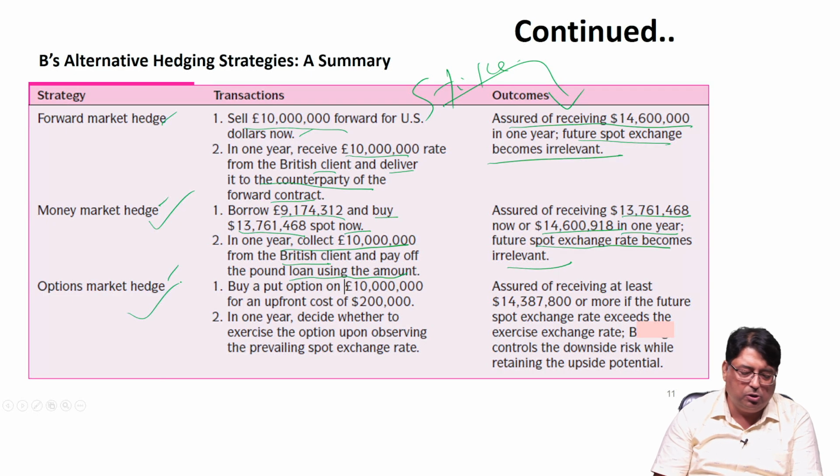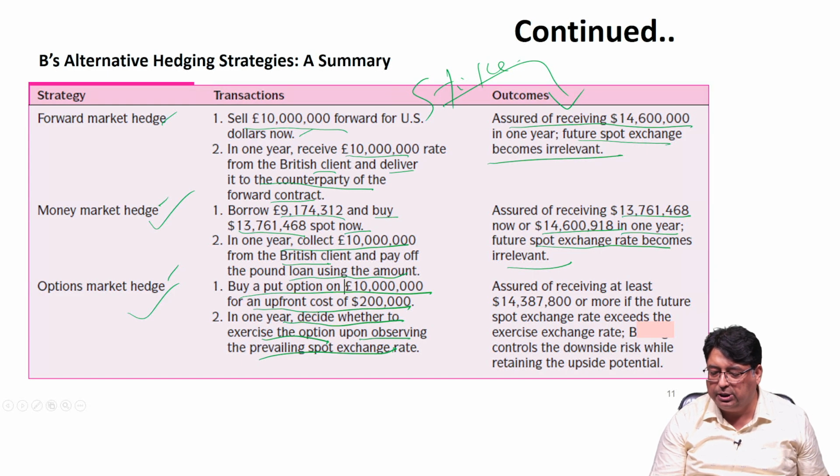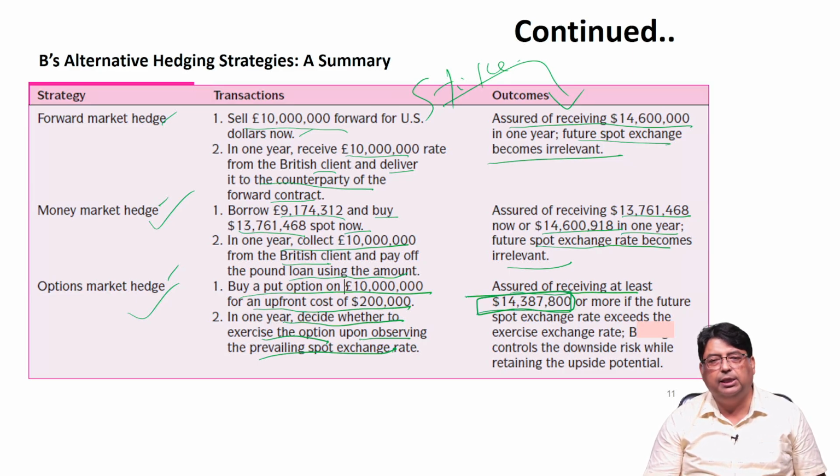In case of options market hedge, buy a put option on this much amount of receivable, that is 1 crore pounds, for an upfront cost of 2 lakh dollars. In 1 year, decide whether to exercise the option upon observing the prevailing spot exchange rate. The outcome is the firm is assured of receiving at least this much amount. Whatsoever the spot exchange rate prevailing, the firm will receive this much amount because it is under the options contract.